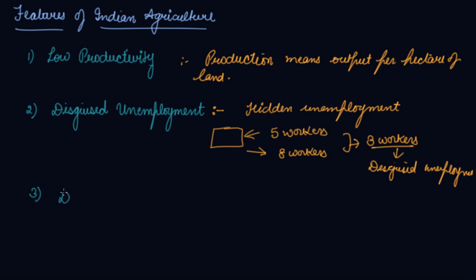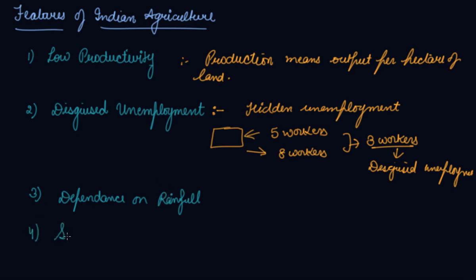Third is dependence on rainfall. Agriculture in India is very much dependent on the rainfall. Crop production is highly uncertain. Good rainfall means good crop production, whereas bad rainfall means bad production.